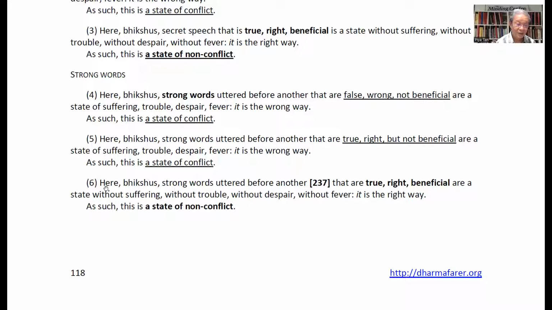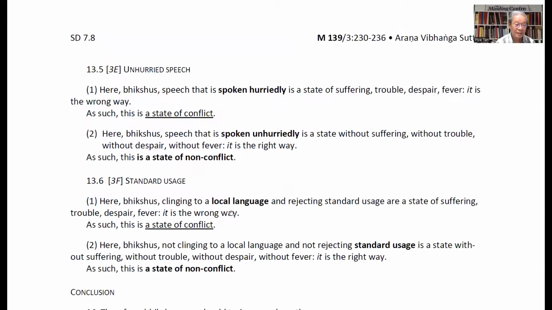6. Here bhikshus, strong words uttered before another that are true, right, beneficial are a state without suffering, without trouble, without despair, without fever. It is the right way. As such, this is a state of non-conflict. Okay, now next.